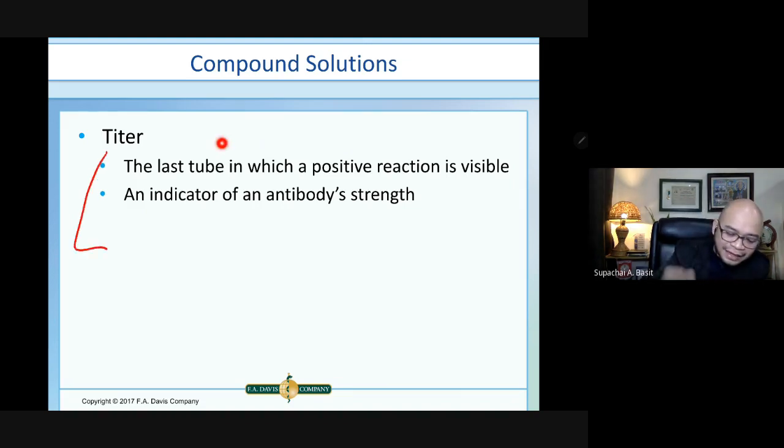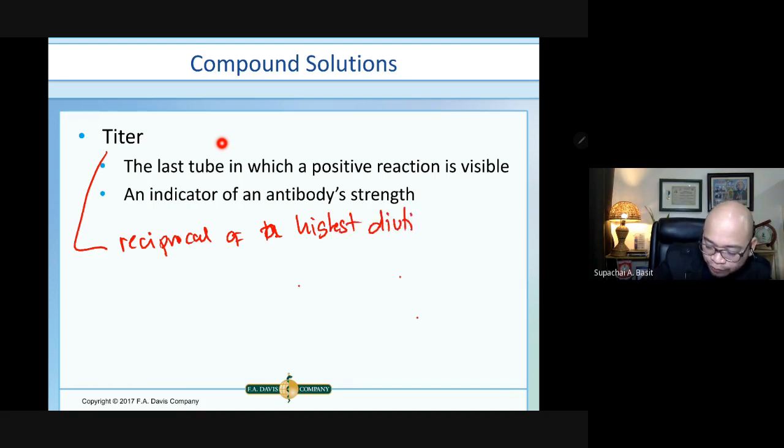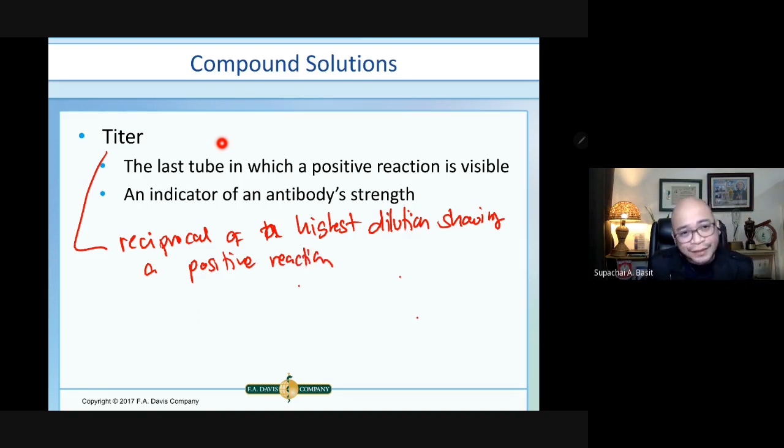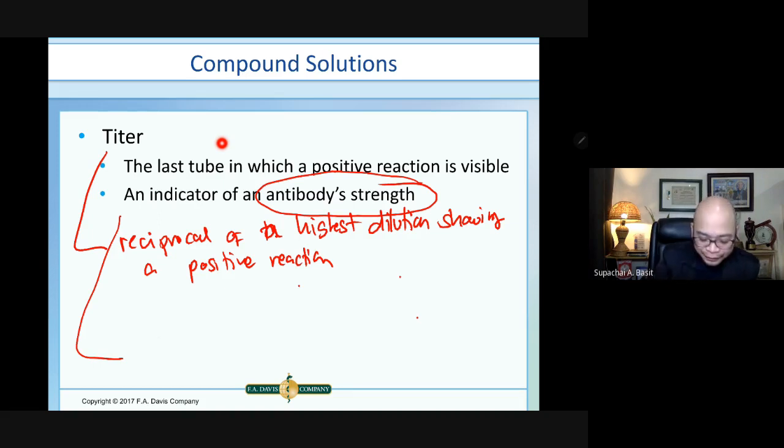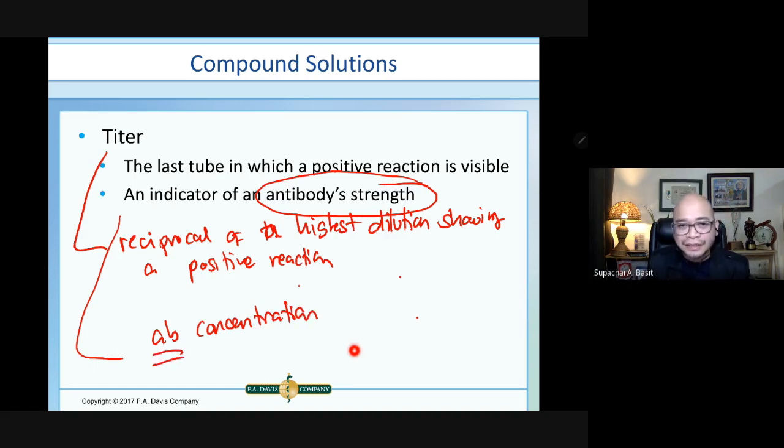Or a titer can be defined as a reciprocal of the highest dilution showing a positive reaction. And why is titer very important? Because titer is an indicator of antibody strength. Meaning to say, the titer is equivalent to the concentration of the antibodies. So that's why titer is very important.